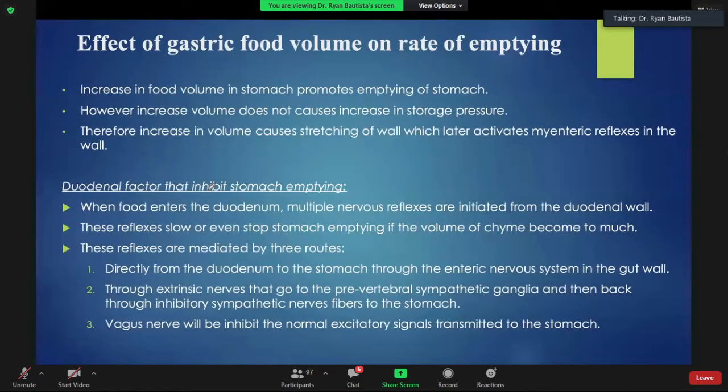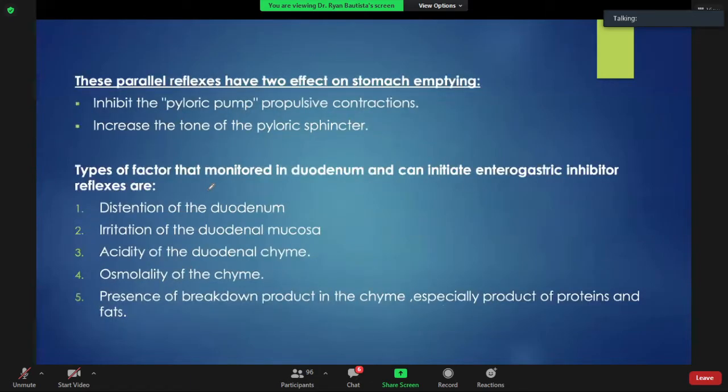Okay, so this is self-explanatory. This parallel reflex of the pyloric pump inhibits the pyloric pump from propulsive contraction and increases the tone of your pyloric sphincter. Factors monitored in the duodenum that can initiate the enterogastric inhibitory reflex: when you distend your duodenum, it will stop gastric emptying. The stomach will not empty into the duodenum. Irritation of the duodenal mucosa, acid in the duodenal chyme, and changes in the osmolarity of the chyme also initiate it.